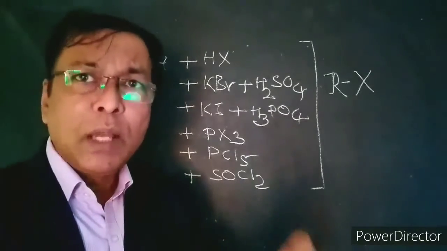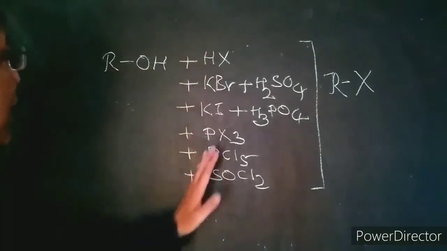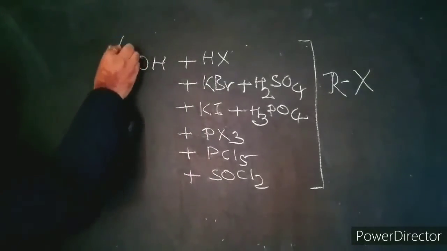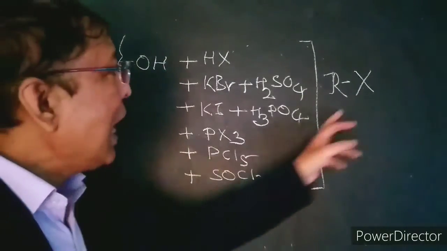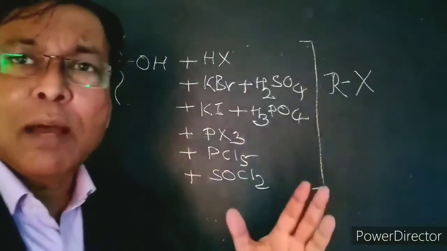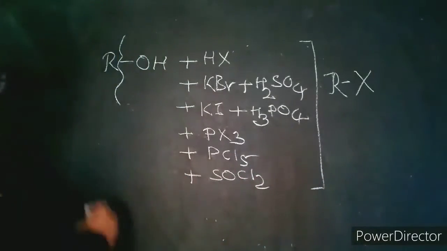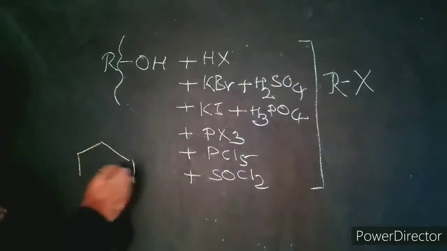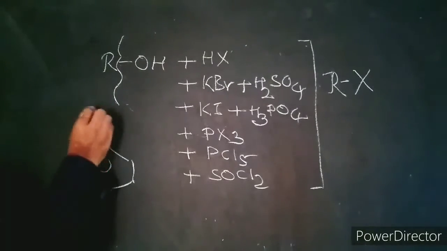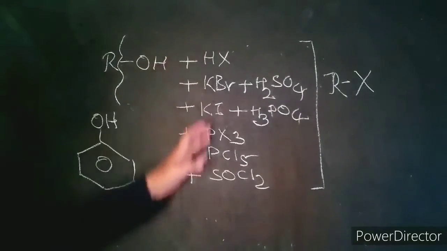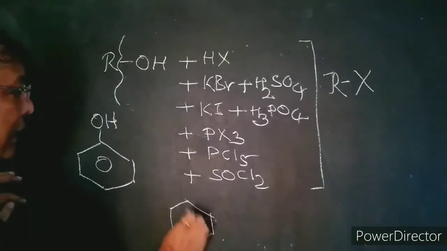Up to now, we have seen the preparation of alkyl halides starting from alcohols. In every reaction, the carbon and OH bond is broken, and in the position of the hydroxyl group, a halogen atom is substituted. Can we apply the same method to prepare aryl halides from phenols? Because that also has the carbon and OH group. Can we apply all these reagents to prepare the aryl halides like this?